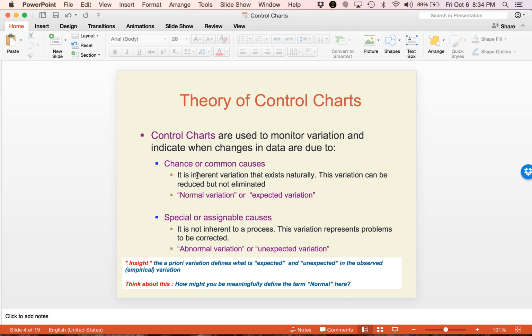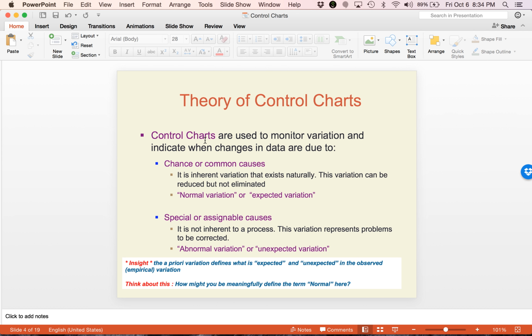So the difference is that chance or common causes make variability that, if we look at the control chart, we would expect to see. We wouldn't see any sort of pattern that would be any different than what we would expect to see for any process. Any sort of departure from that pattern or expectations could be an assignable cause.